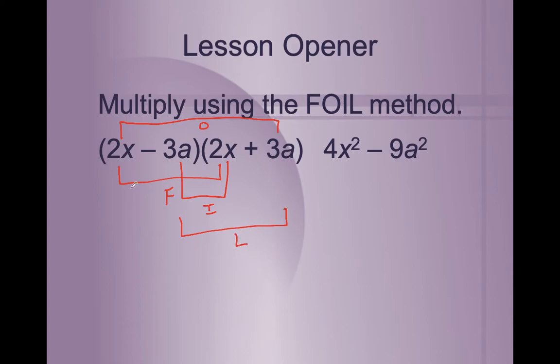So notice here, we've got a negative times a positive. We're going to talk about this a little bit more, but that's a negative 6ax and a positive 6ax. Those are opposite terms. Remember, the sum of opposite terms will always give you 0. So that's why we don't have an ax term in our final answer over here.